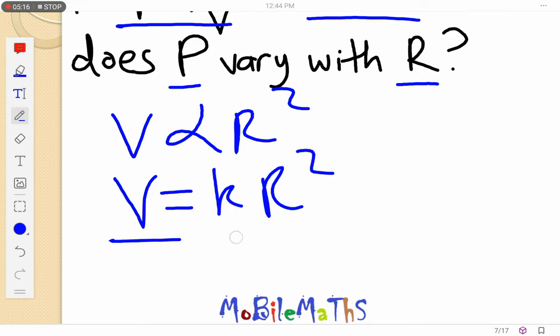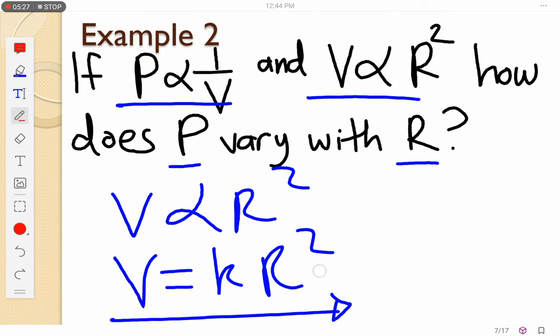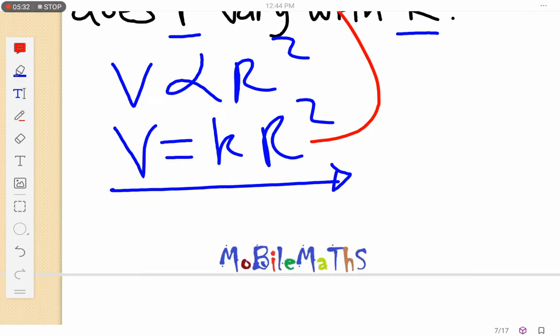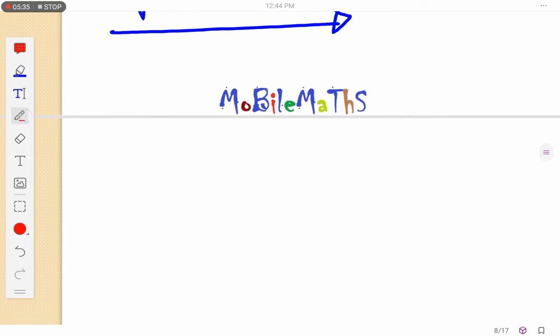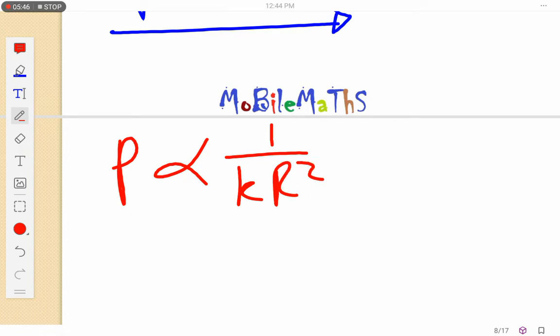Now I can substitute this into the first equation that I was given, this one. I want to substitute onto this V. If I substitute, I'll get P varies with 1 over K R squared. That is what I'll get at the end of the day, because remember, this is my V. This is the value of V.